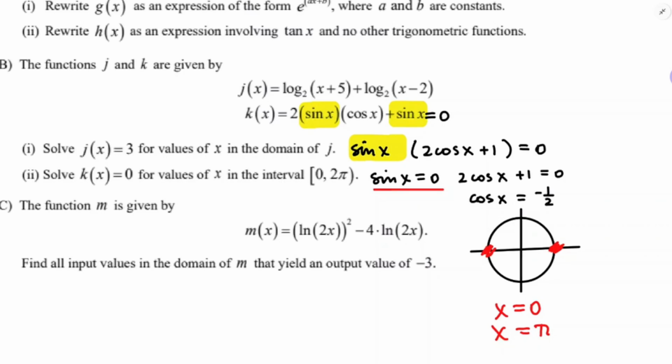And then as far as cosine x equaling negative half, remember negative half, not very far to the left on the unit circle, that'll be this spot and that spot. That's x equaling 2 pi over 3 and also x equaling 4 pi over 3. Those are the values of x on the interval that they wanted, so those are going to be our solutions to k of x equals 0.